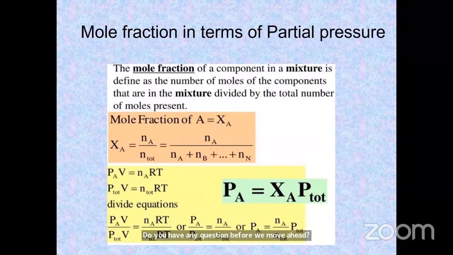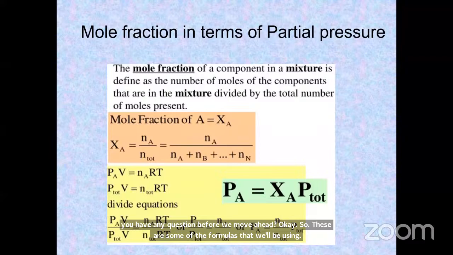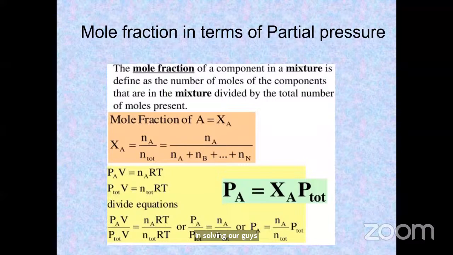So these are some of the formulas that we'll be using in solving our questions relating to Dalton's law of partial pressure. So the pressure of one of the gases will be the mole fraction of that gas multiplied by the total pressure. We are just trying to show how we got that formula by going through all of this. Okay.